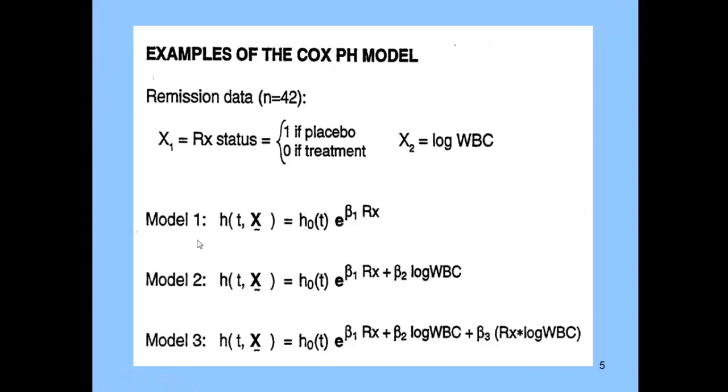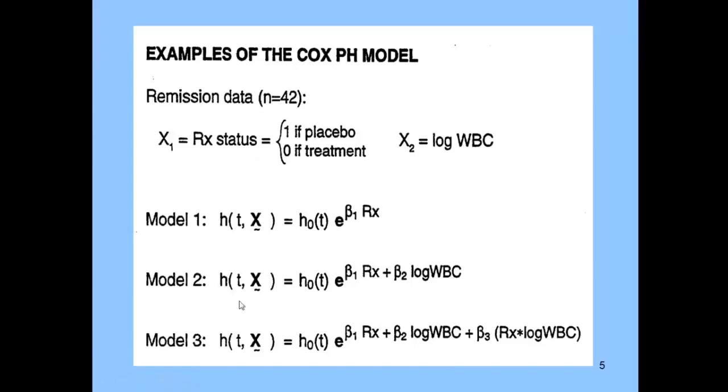So now what I've done is I've written on this slide 3 models, and these were the models I showed you the output for when we first started talking about survival analysis and looking at the remission data. The first model just had the treatment variable in there. The second model had the treatment variable and log white blood cell count, and the third model had treatment, log white blood cell count, and the product of treatment and log white blood cell count. If you remember, when we looked at the output for model 3, we found that the product term, the interaction, wasn't significant, right? So we could drop model 3.